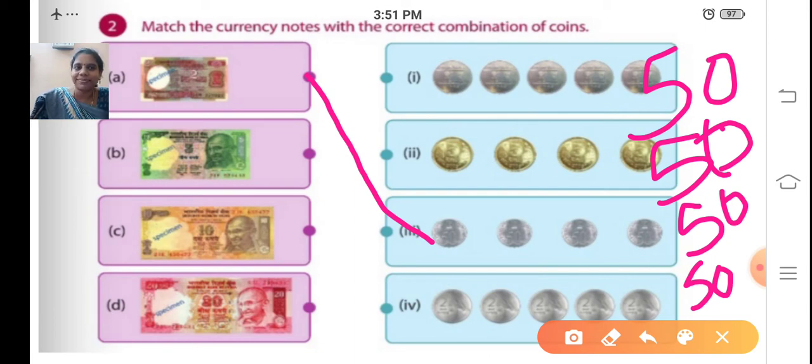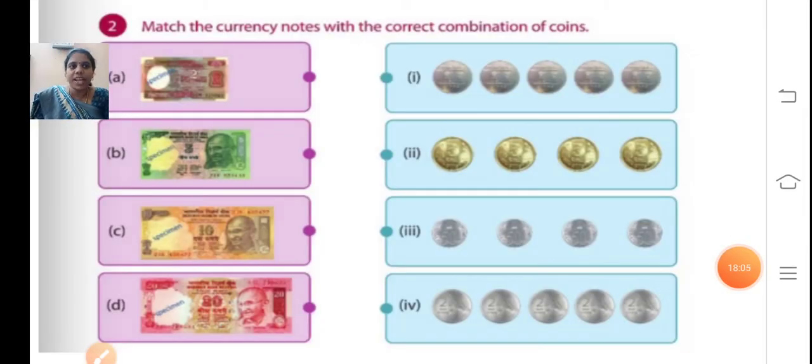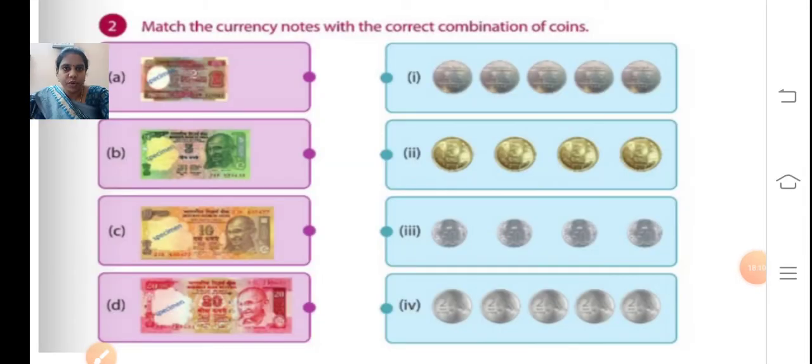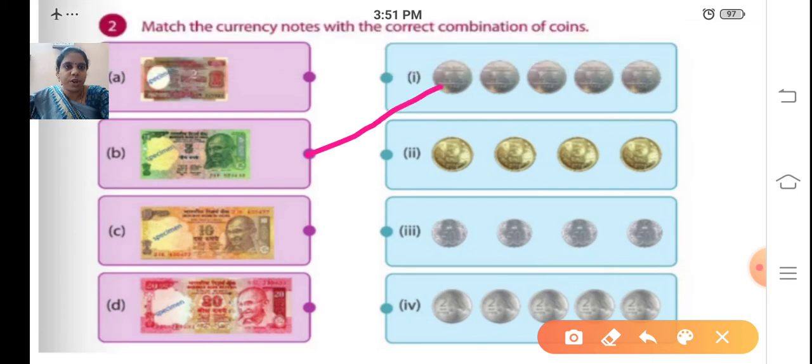Yes. Add 1 rupee coins. Just a minute. See, this is 5 rupees. So if you add 5 1 rupee coins, you'll get 5 rupees. See, this is a 1 rupee coin. 1 rupee, 1, 1, 1, 1. So 5 rupees, isn't it? 1 plus 1, 2. 2 plus 1, 3. 3 plus 1, 4. 4 plus 1, 5.